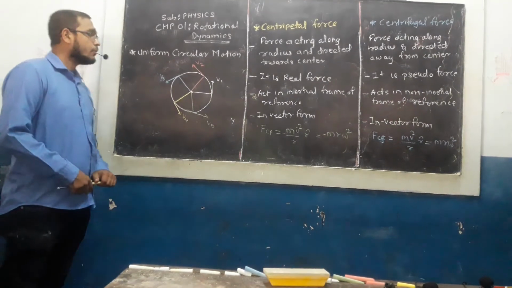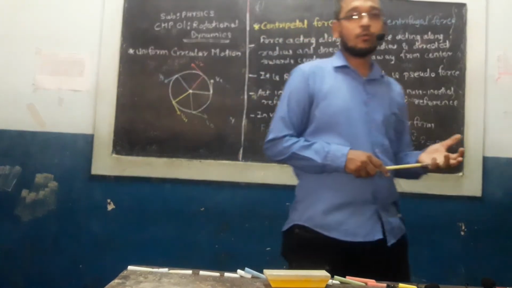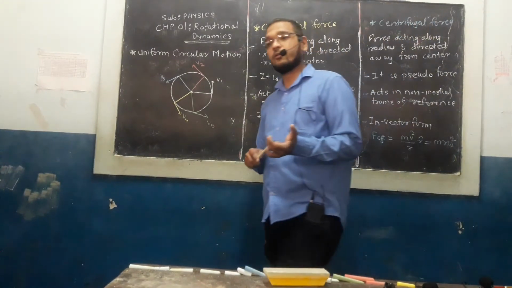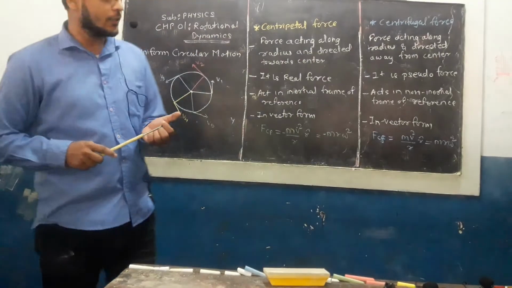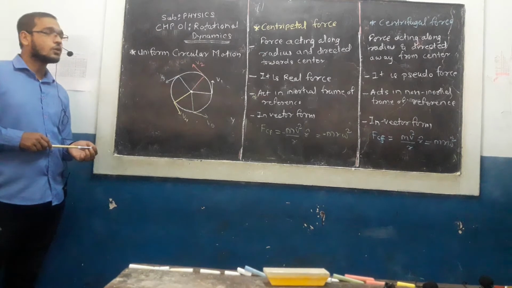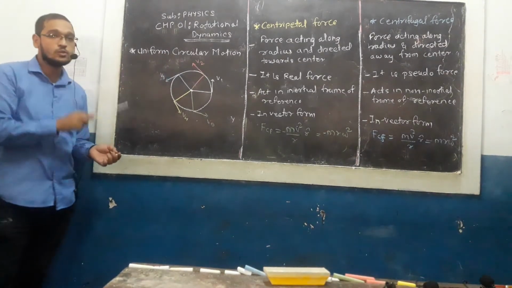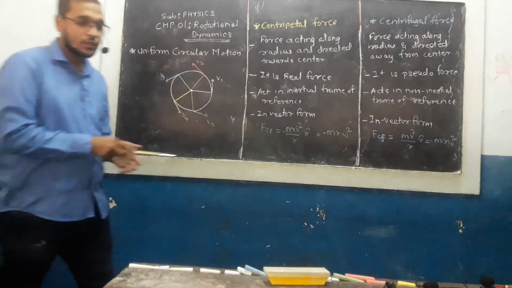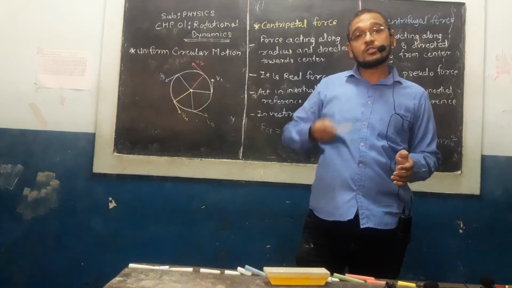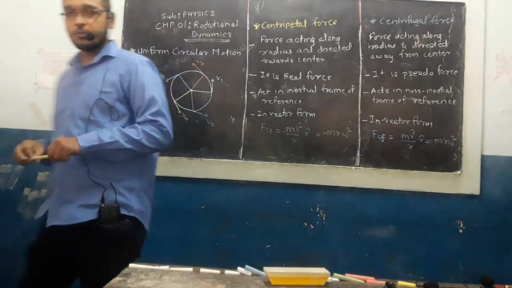So yesterday we discussed angular displacement, angular velocity, angular acceleration, and the relation between linear velocity and angular velocity. Today we will move towards a new topic, that is uniform circular motion. The name itself tells us: it is circular motion going on with a constant, uniform speed. So what is the definition of uniform circular motion?